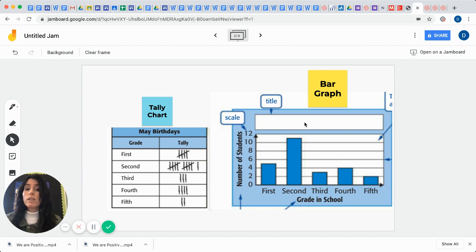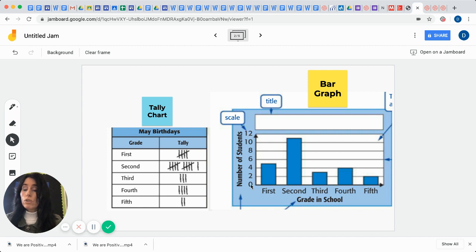That's one of the things we need to work on together: we need to make sure whoever's looking at our data knows exactly what they're looking at. That's where the title comes in. Just like when you read a story, you want to know the title of the book. You don't want to just be handed something and not know what exactly it is that you're reading. So as you begin to create bar graphs on your own, don't forget the title. Okay, the title is going to go here.